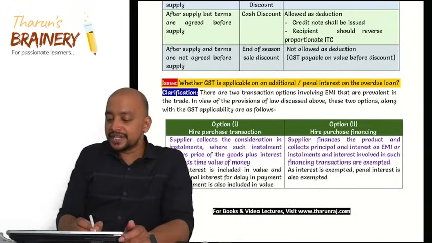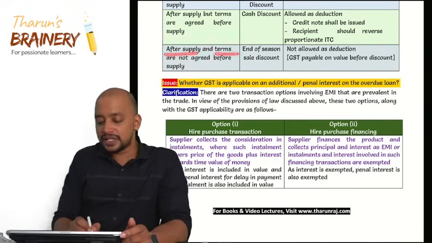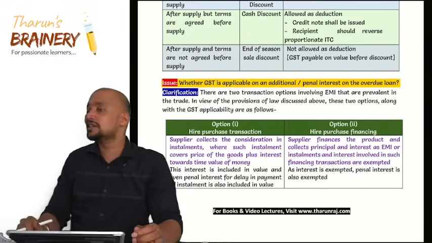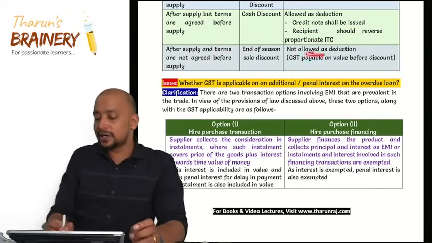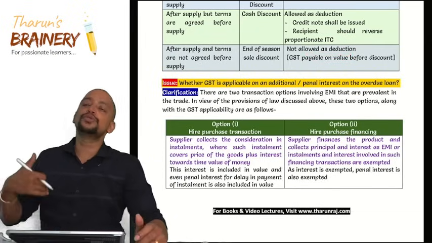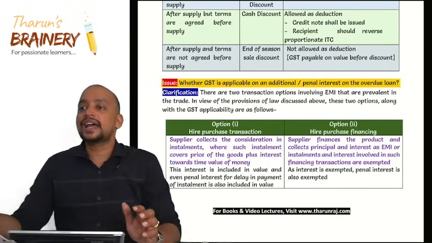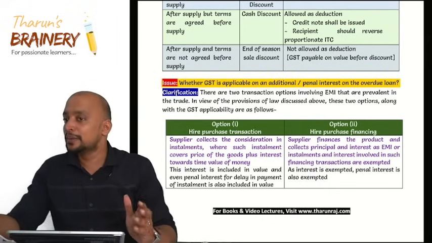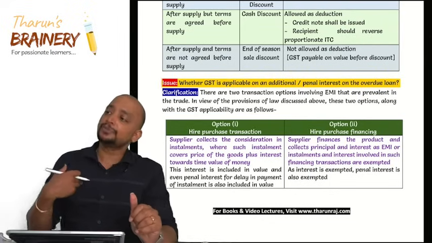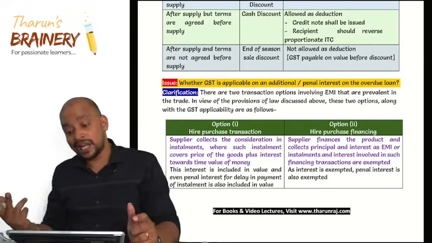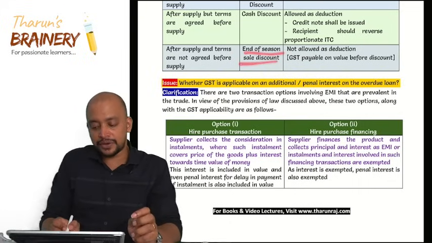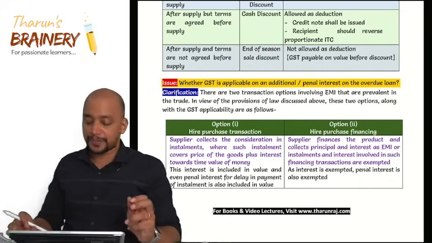Then next. Suppose the discount is given after supply and the terms are not agreed before or at the time of supply, is it allowed as a deduction? No, it is not allowed as deduction. For example, I sold goods to you for 1 lakh rupees and I gave you 50% discount. Definitely you will not pay me 1 lakh, you will pay me only 50,000, but I need to pay GST on 1 lakh. Why do I need to pay GST on 1 lakh? Because end of season sale discount is not allowed as a deduction.